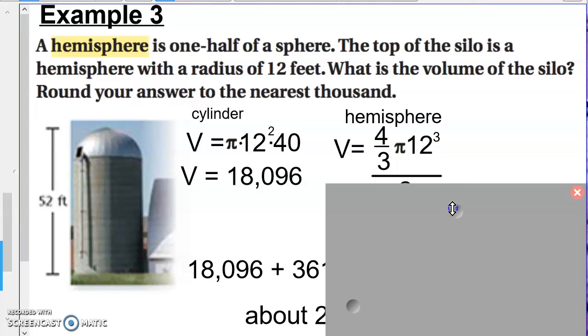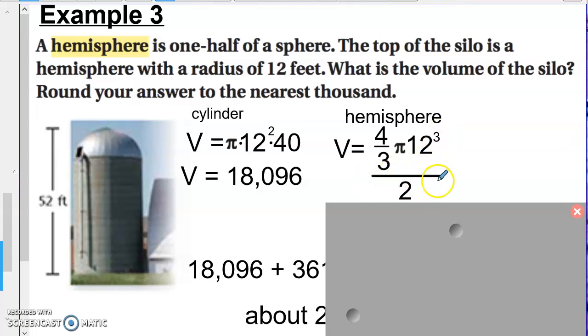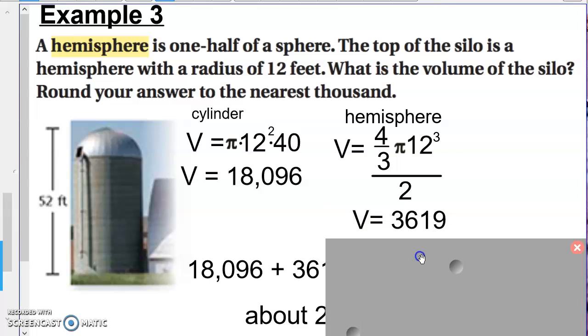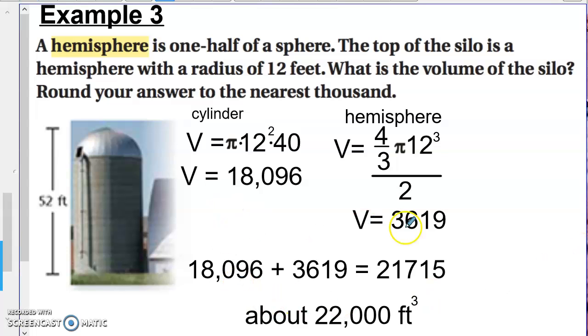Now the hemisphere, of course, is 4/3 times pi times 12 to the third power, but I have to divide that answer by 2 because it's a hemisphere, not a full sphere. That then works out to give me a volume of 3,619. Then, of course, I add those two parts together and I get 21,715. But it says to round my answer to the nearest 1,000, so this would be in the 1,000 place. I go to the digit next to it. It is greater than 5, so then I would round it to be about 22,000 feet cubed, and that would be the amount of space that would fill the silo up, including the top part of it.